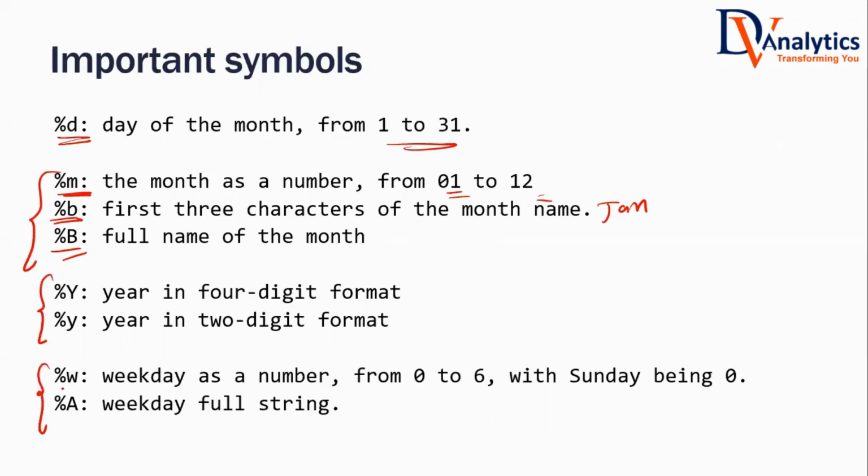For weekday, this is the weekday number 0 to 6. Sunday begins with 0. And percentage a gives the weekday full string. And there are other symbols as well beyond this. These are the most widely used ones. If you want to print in a particular format, then you can refer to other symbols related to these dates.